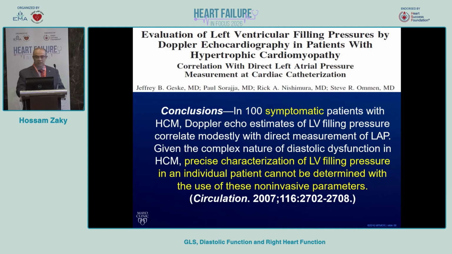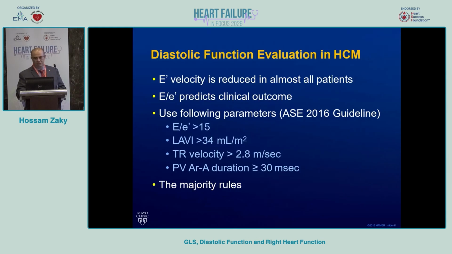So in conclusion, in this study where they studied symptomatic patients with HCM, they said that precise characterization of LV filling pressure in an individual patient cannot be determined with the use of these non-invasive measures. They used all the 9, the 4 and 4, and they could not reach it. In such a case, the gold standard is right-sided cardiac cath. Or you do the Valsalva maneuver, or you do left atrial reservoir strain. I believe it is rising, and it will decrease the number of cath studies.